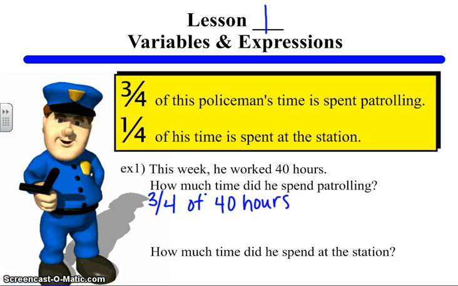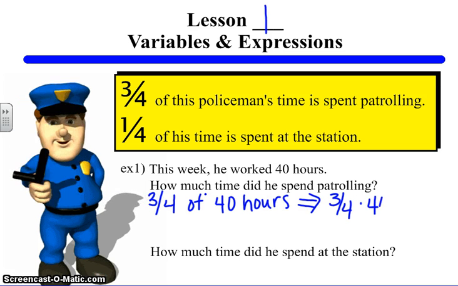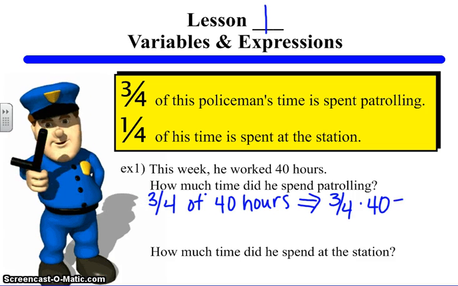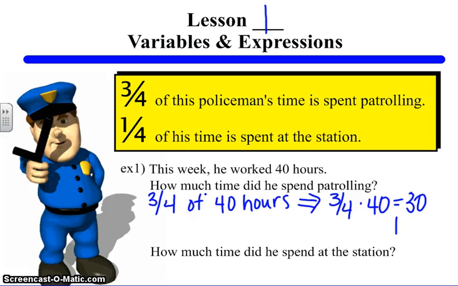So 3/4 of 40 hours, that simply means 3/4 times the 40 hours, and 3/4 times 40 is 30 hours, and we want to remember to label our answer, 30 hours.